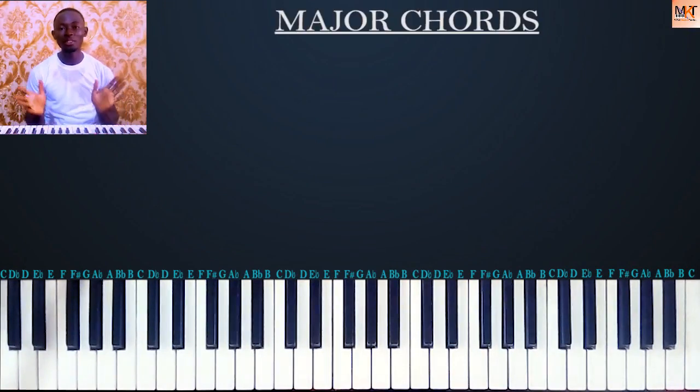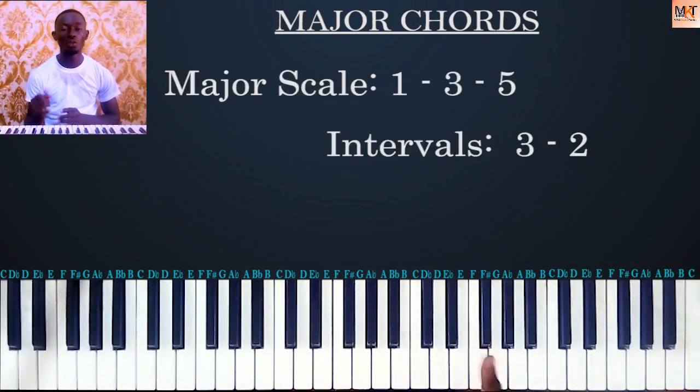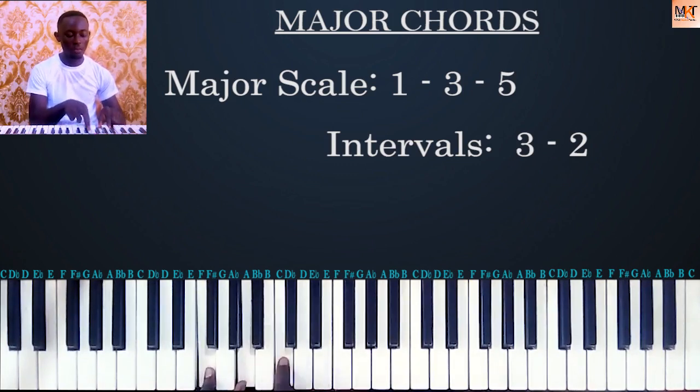Let's start with major chords. How do we find major chords? They are very simple. Just use the root, the major third, and then the perfect fifth note to form major chords. Don't be confused, we're going to actually learn it on the keyboard. On F, this is the root note, the third note on the major scale: 1, 2, 3. All right, and then the perfect fifth: 4, 5, and that gives you the major chord of F major.